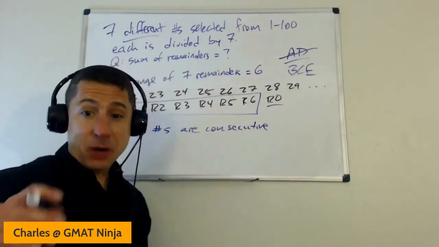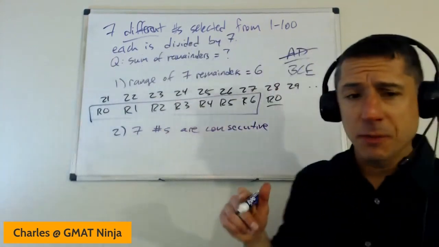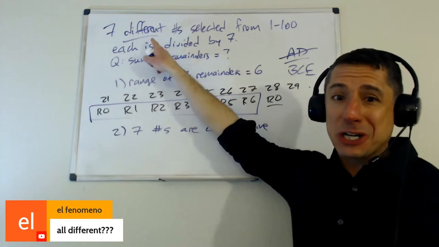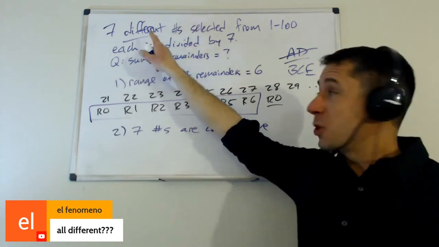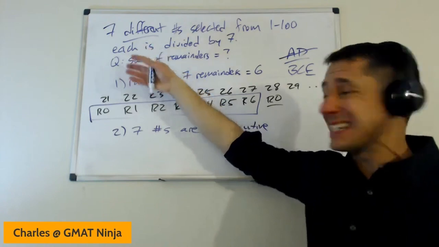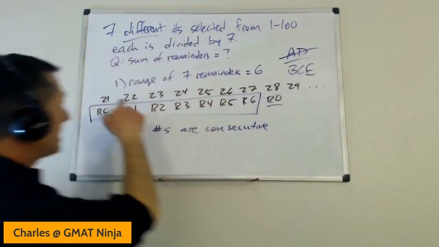7 different numbers. Okay, a question just came up in the chat that confused me for a moment. We know that the numbers are different. It doesn't mean that the remainders are different. So we could have 7 different numbers that in theory all have the same remainder, or 6 numbers that have the same remainder. So back to statement 1 for just a second.